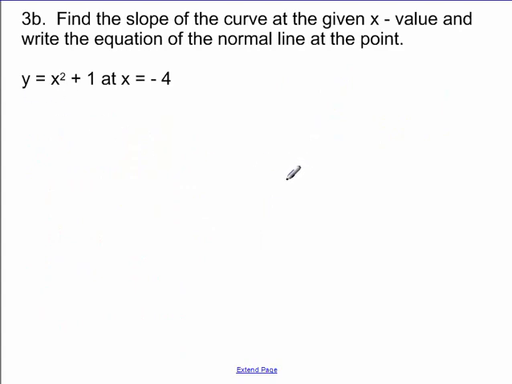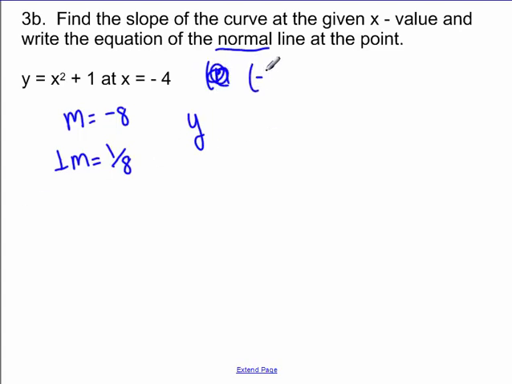Now finding the slope of the normal line. So the slope of our tangent line was negative 8. So our normal slope is going to be 1/8. So you do y, it's the same point. So I have the same coordinates of negative 4, 17. y minus y1 is equal to m times x minus x1.